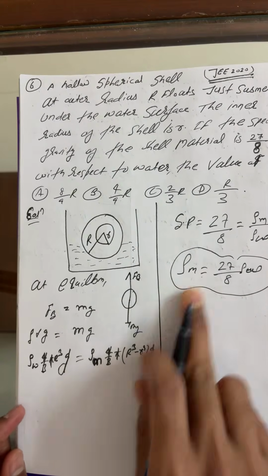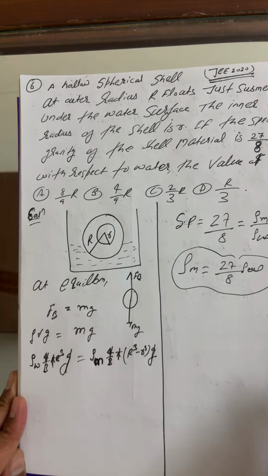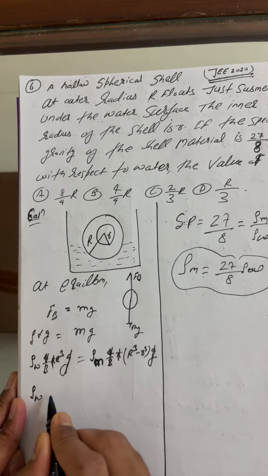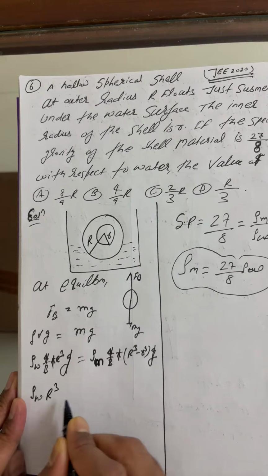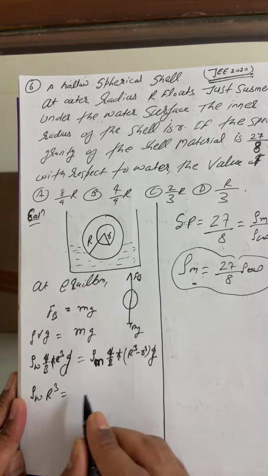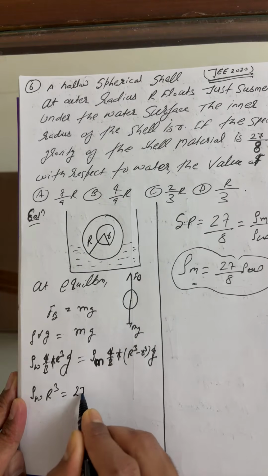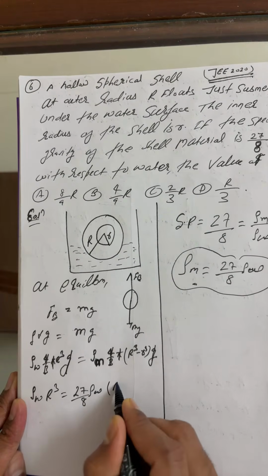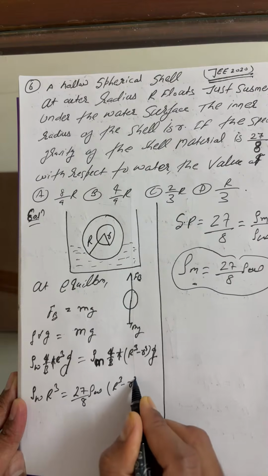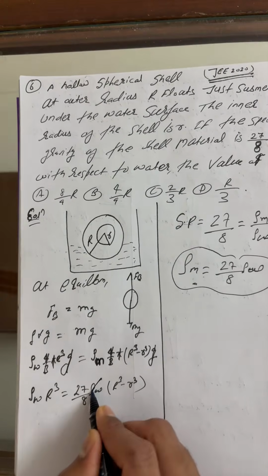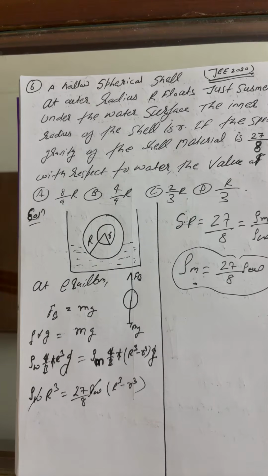I'll use this result here only. So this is density of water into R cube is equal to, I'm using this, density of material 27 by 8 into density of water into R cube minus r cube. You can see this and this are cancelled. This and this cancel.